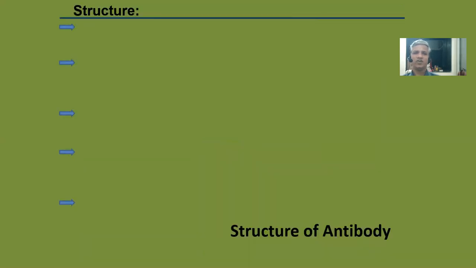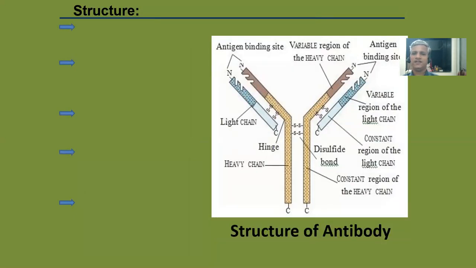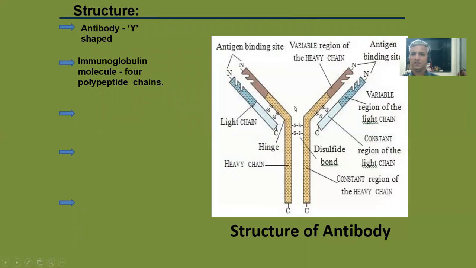Let us see the structure of antibody molecules. See, this is the diagram of the structure of antibody. The antibody molecule is Y-shaped. This is basically the immunoglobulin molecule, formed by 4 polypeptide chains. You can see here the antibody molecule has a Y shape and it has 4 polypeptide chains.